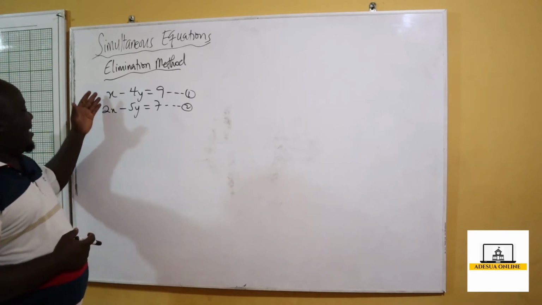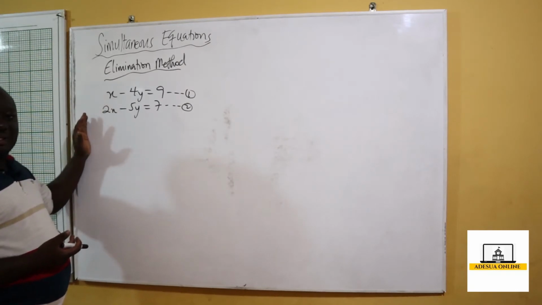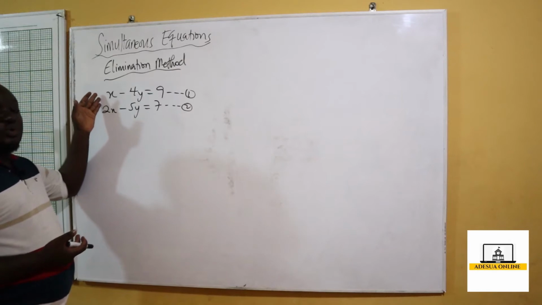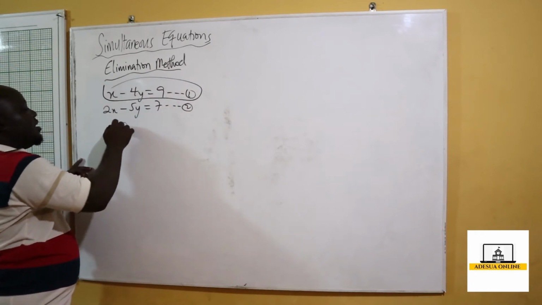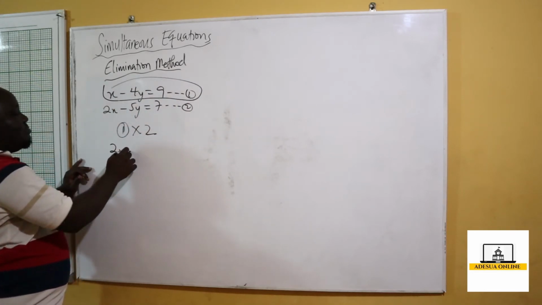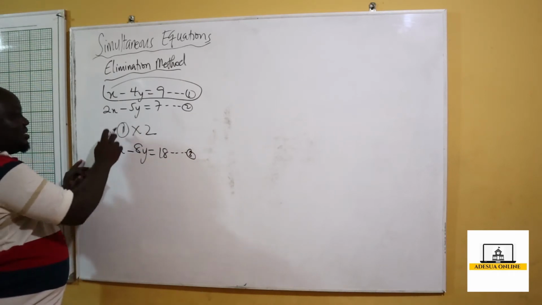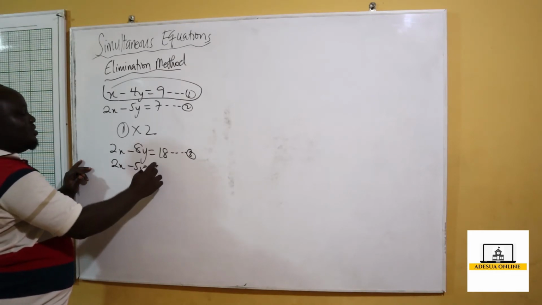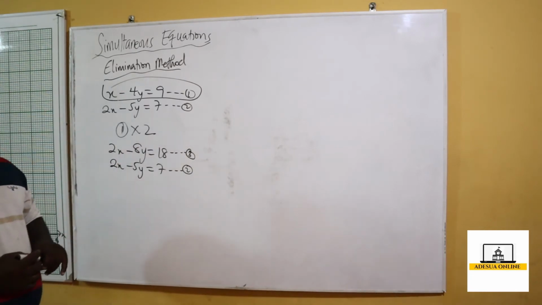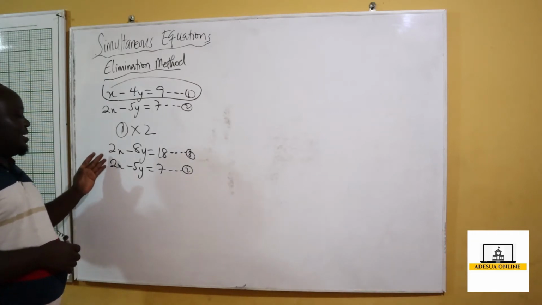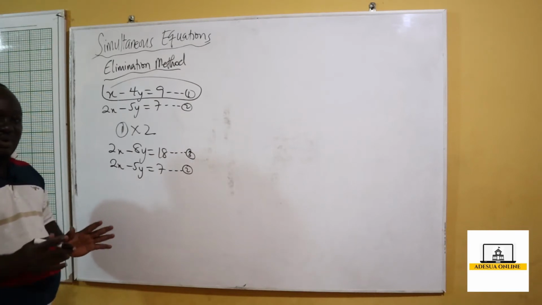So assuming I have x and 2x, you ask yourself, what do I multiply with x to get 2x? If you multiply by 2 to get 2x, then it means you are going to multiply the whole of this equation by 2, which will give you 2x minus 8y is equal to 18. Equation 3. So with this and equation 2, which is 2x minus 5y is equal to 7, when you subtract equation 2 from equation 3, you could see that 2x minus 2x will give you 0. So you eliminate one of the variables. That is the whole idea here.